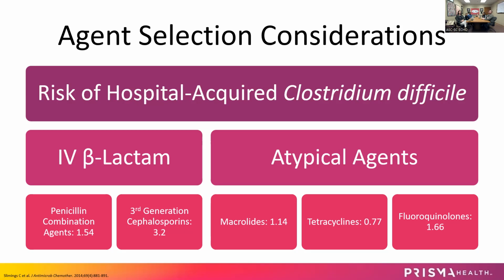Just to briefly walk through this, most of our IV beta-lactams are going to carry some sort of risk for developing C. diff, especially with prolonged exposure. So they had a few studies that looked at penicillin combinations. This included Augmentin and Unasyn. So thinking about Unasyn as potentially one of your options for community-acquired pneumonia in the inpatient setting, those patients are roughly 1.5 times more likely to develop C. diff when compared to patients not on that therapy. Our third generation cephalosporins in this study actually were the second leading cause of hospital-acquired C. diff behind clindamycin, causing our patients who were receiving those to be 3.2 times more likely to develop C. diff when compared to patients not on antimicrobial therapy.